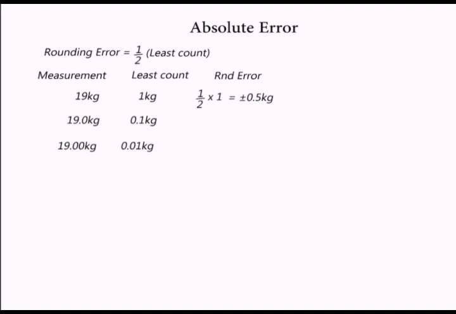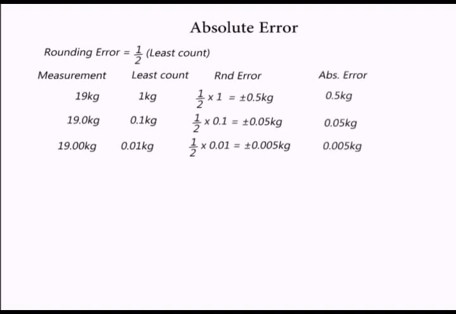19.0 kilograms, the rounding error will be a half times 0.1. That gives us plus or minus 0.05 kilograms. And 19.00 will have a rounding error of a half times 0.01, which gives us plus or minus 0.005 kilograms. When the sign in the rounding error is disregarded, then it is called an absolute error. Absolute means there is no sign.